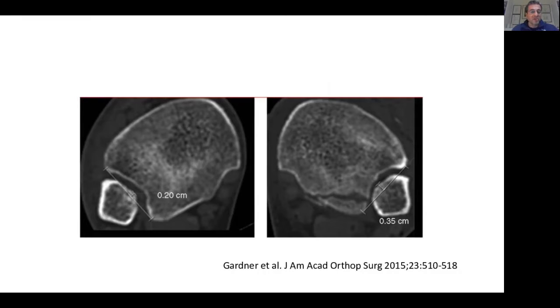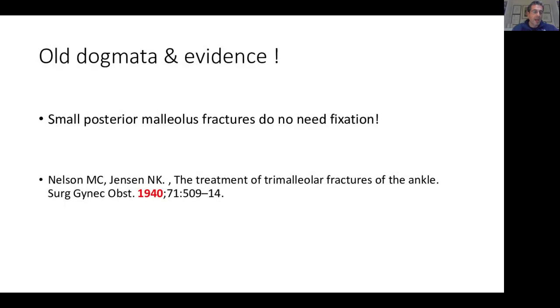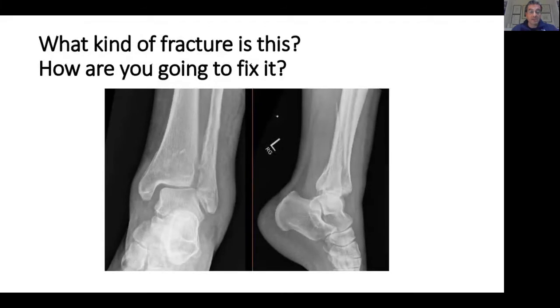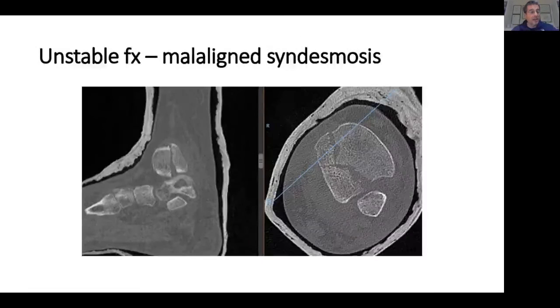And as you can see, even a small displacement of this tiny fragment of the posterior malleolus affects the size of the syndesmosis and how the fibula sits with it, as this study shows. And of course, we should abandon this dogma from several decades ago that has no scientific validity. So what kind of fracture is this? What are we going to do with that? We don't know until we get a CT scan. And this is a fracture with a malaligned syndesmosis.